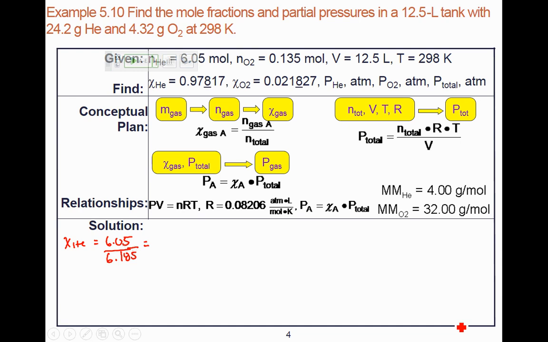So 97.8% of our mixture is He, because my mole fraction is 0.9817. Oh, sorry, 817. I left off a one. So if our fraction is out of 1, most of our mixture is helium. And our partial pressure related to helium is going to be a lot higher because we have a lot more of it. Now we only have 0.135 moles, and of course moles cancel out because this is a fraction, so it has no units.